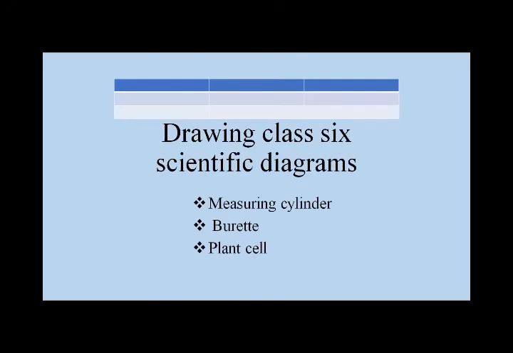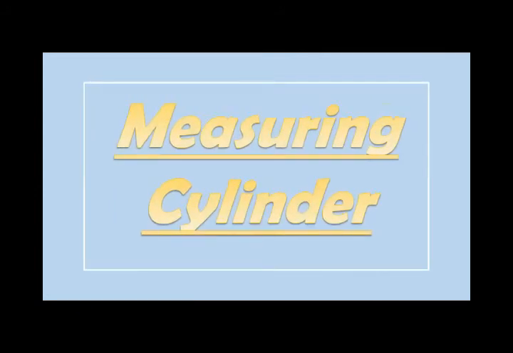Today we will draw three scientific diagrams: measuring cylinder, burette, and plant cell. We will draw these diagrams one by one. Measuring cylinder. It is used in the lab for the measurement of liquid. We will draw this diagram step by step. Okay. You will practice this diagram step by step.